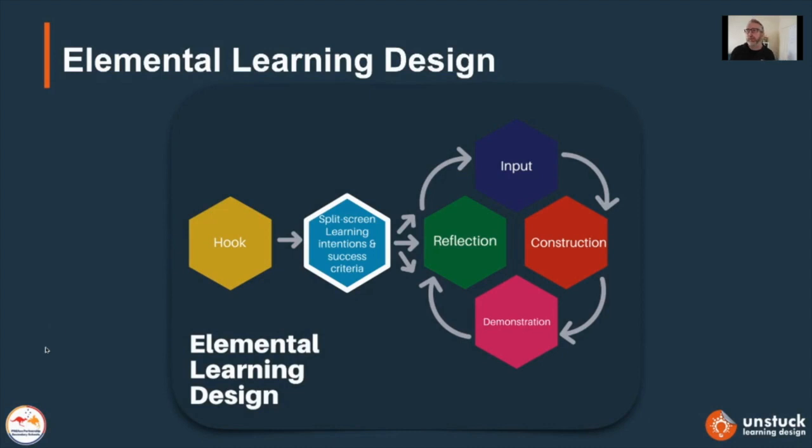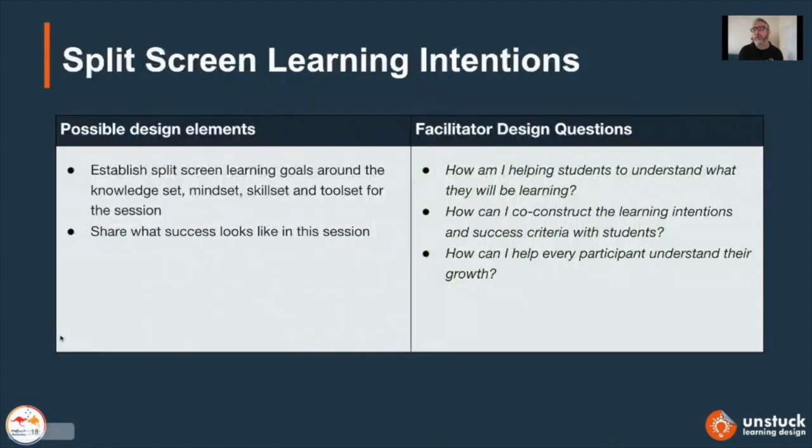So the next part of our elemental learning design model is split screen learning intentions and success criteria. Split screen learning intentions and success criteria are all about sharing and potentially co-constructing with the students what they are going to learn. What's the new knowledge? What are the new skills and the new tools and indeed the capabilities that they're going to develop in this next learning experience? You might have the same learning intentions over a number of lessons, or it might be a learning intention just for a specific period of time.